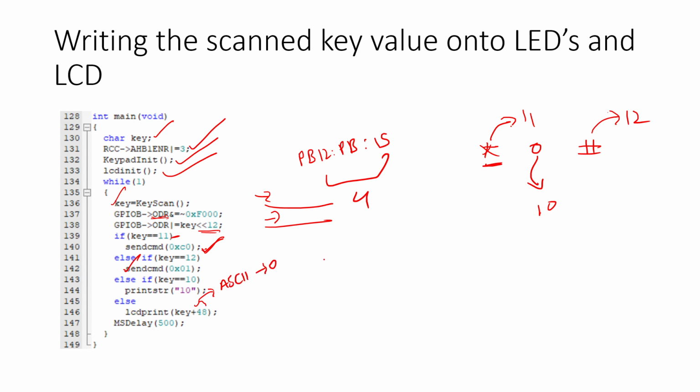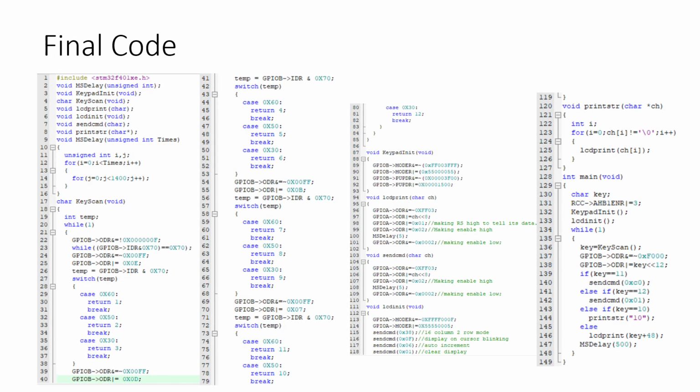So if the key is read as 1 2 3 4, the ASCII values corresponding to that number will be 49, 50, 51, 52, and so on. So what I'm doing is I'm adding the additional offset to the ASCII value and sending it to the LCD print function. The compiler internally takes care of converting this ASCII into a character while displaying it on the LCD. So this is the whole code.